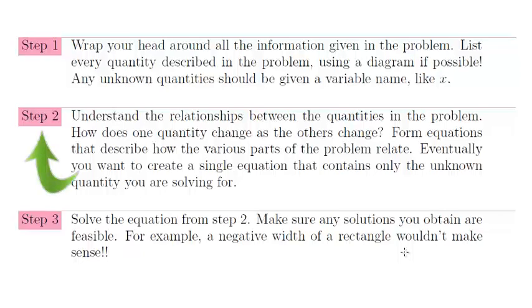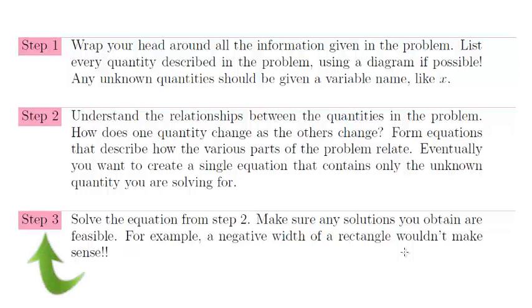Step 2. Understand the relationships between the quantities in the problem. How does one quantity change as the others change? Form equations and expressions that describe how the various parts of the problem relate, and then put those expressions together to create a single equation that contains only one unknown, the quantity that you're looking for.